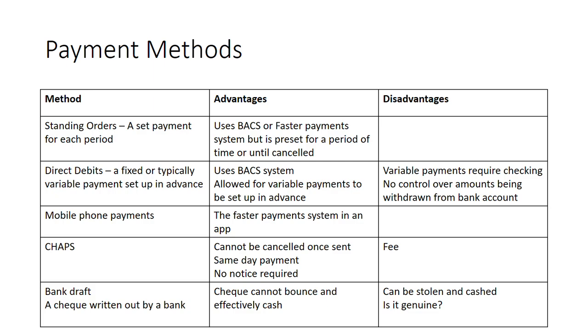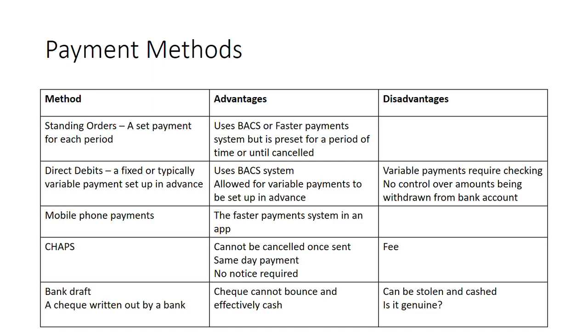Direct debits are also for payments set up in advance, but typically for variable payments. So this would be where I have agreed with my electricity supplier to pay via direct debit. Just take the amount out of my account. The payment changes each quarter or each month, and it uses the BACS system, and it allows for variable payments to be set up in advance.